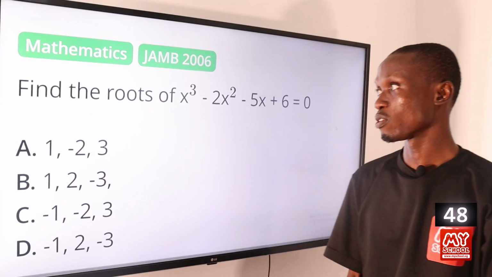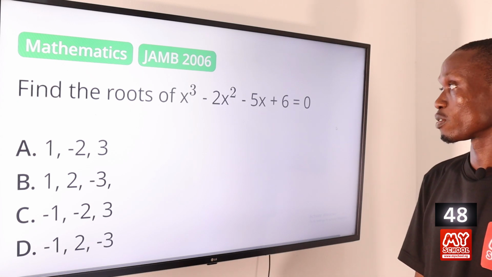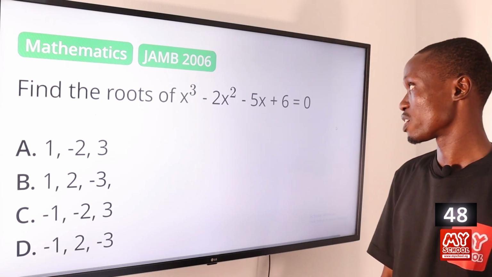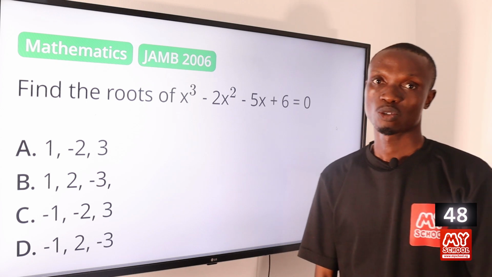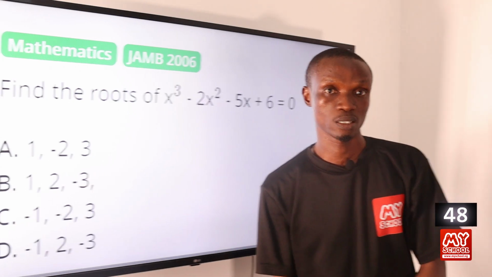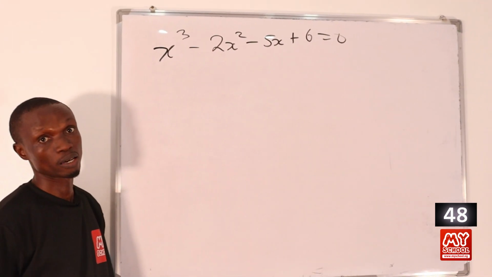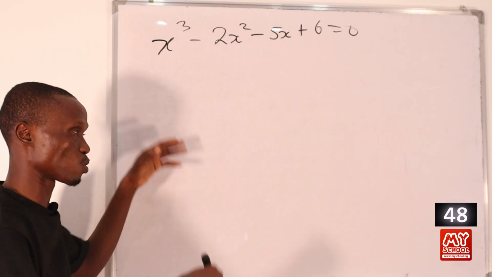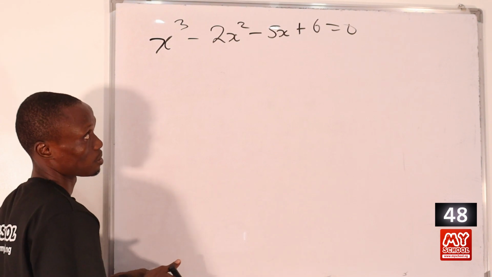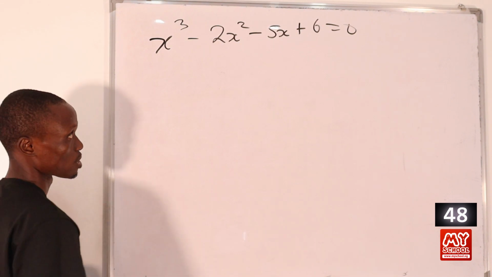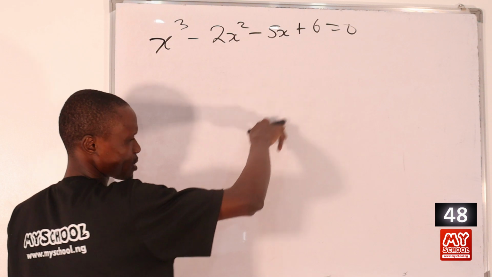Question 48. Find the root of s cubed minus 2s squared minus 5s plus 6 is equal to 0. So let's move over to the board to provide the answer to this question. So basically, we are going to use the trial and error method to solve this. Okay, I don't want to go through that process of having to divide.